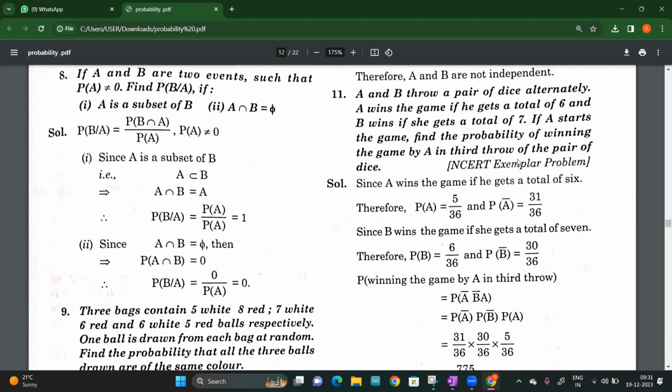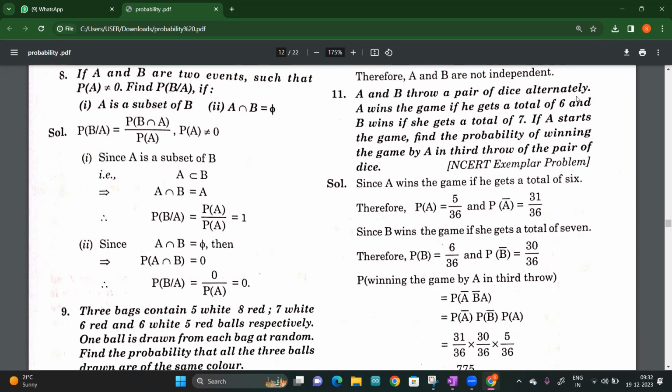Third throw, they are mentioning. A will start the game. Find the probability of winning the game by A. A has to win the game in the third throw, which means B should always fail.